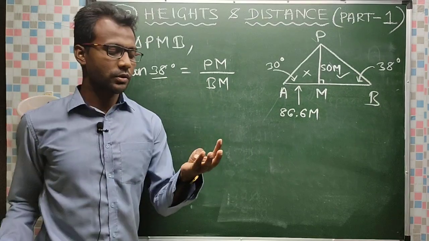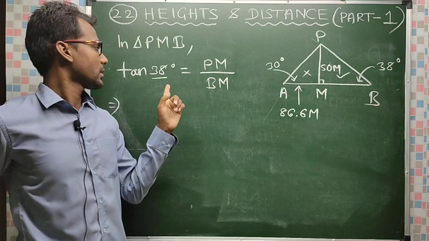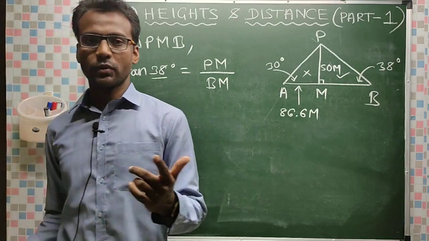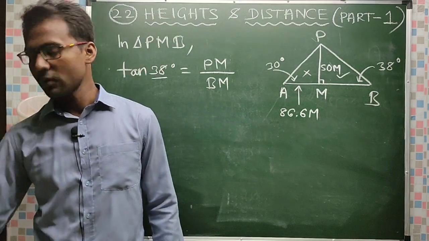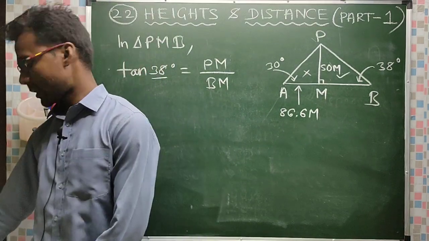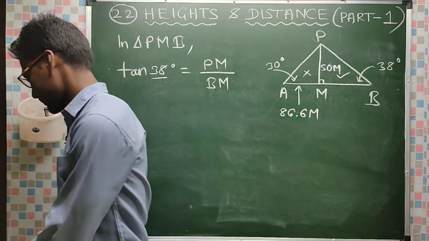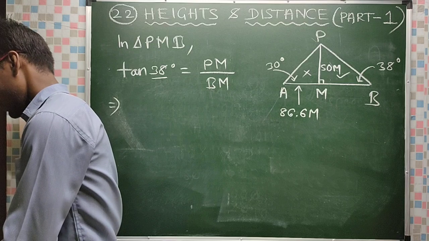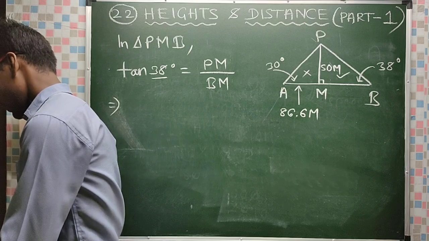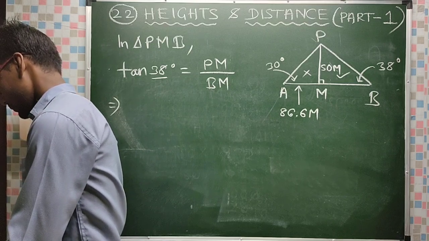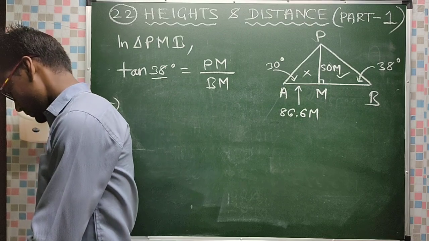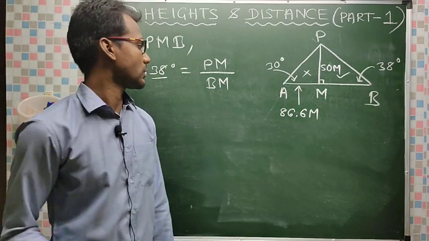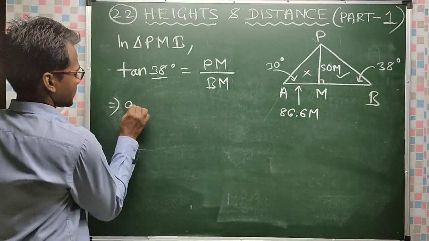Tan 30 degree, it is not a standard angle. See, 0, 30, 45, 60, 90 are standard angles. Here 30 degree is not a standard angle, so you have to find its value from the table. I taught you in trigonometric identity how to read the table. So from the table we will find the value of tan 30 degree: 0.7813.